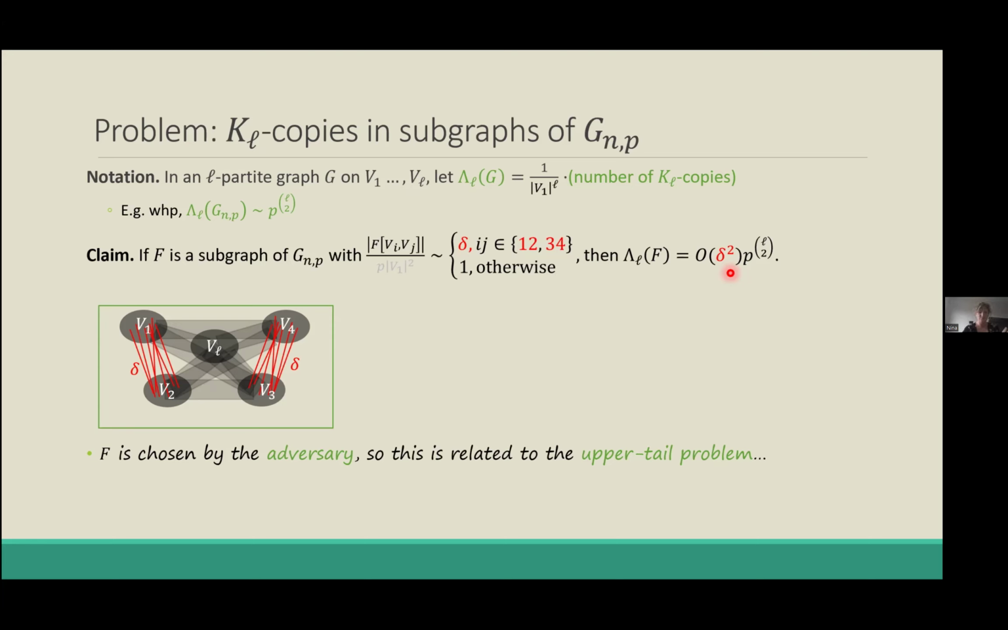But this is, of course, well known to be hopeless. It's the well-known upper tail problem in G(n,p). It's known that the number of K_L copies can deviate too much from its expectation, so you cannot possibly hope to take any kind of union bound here.